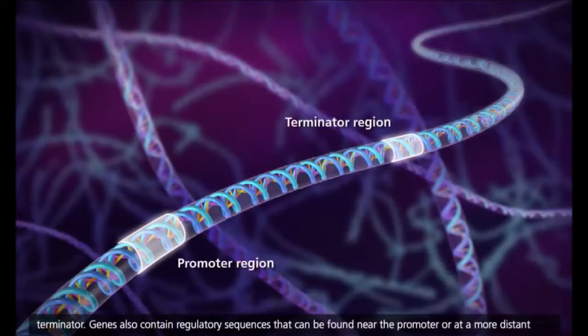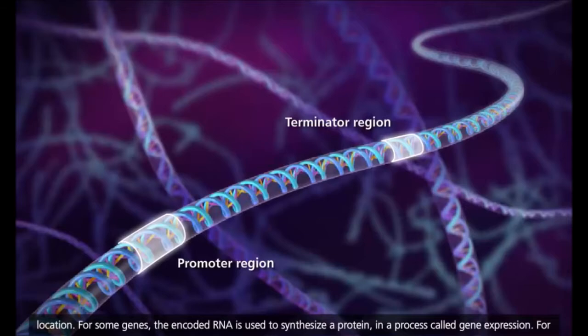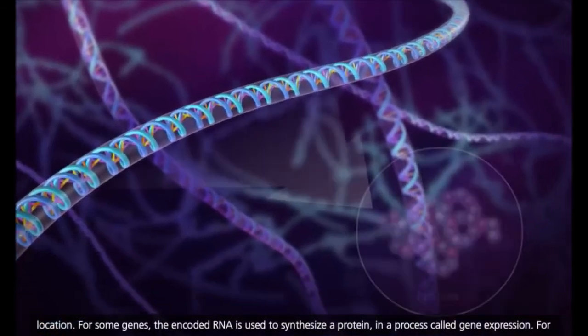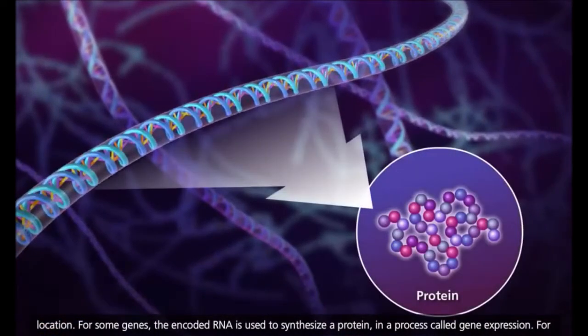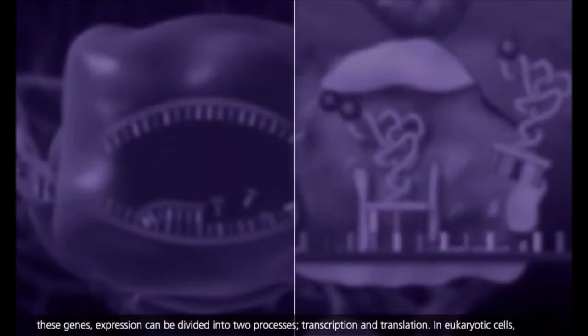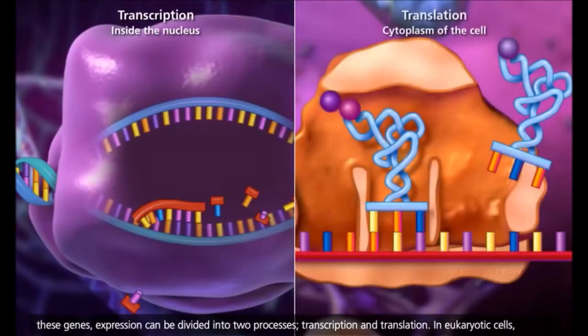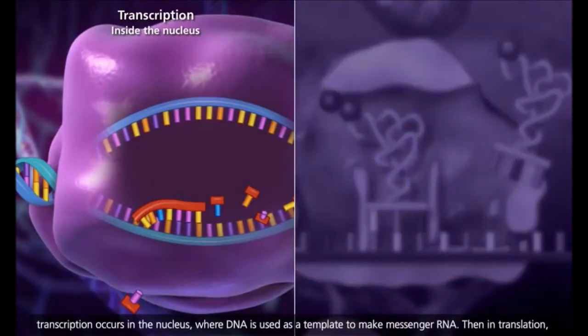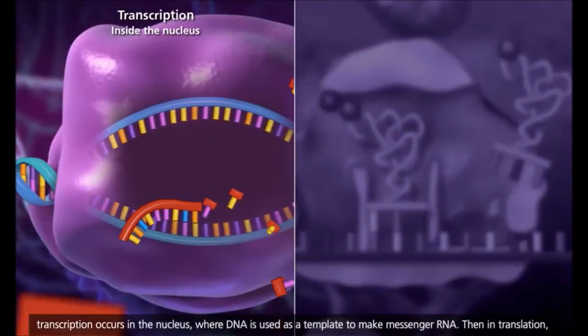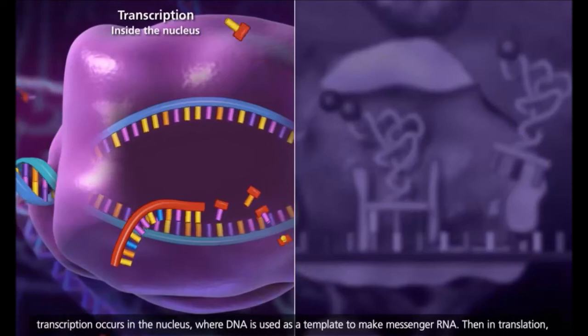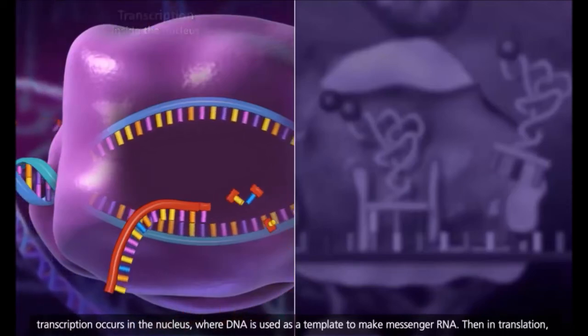Genes also contain regulatory sequences that can be found near the promoter or at a more distant location. For some genes, the encoded RNA is used to synthesize a protein in a process called gene expression. For these genes, expression can be divided into two processes: transcription and translation. In eukaryotic cells, transcription occurs in the nucleus, where DNA is used as a template to make messenger RNA.